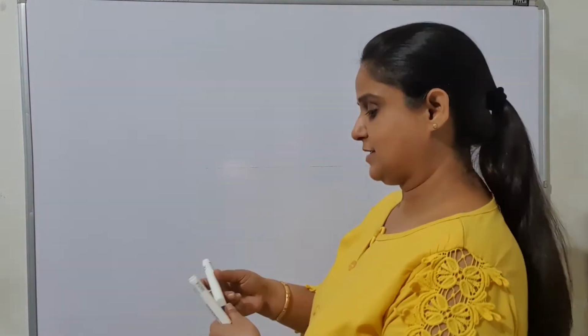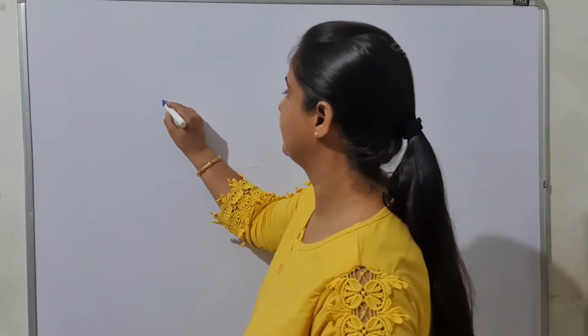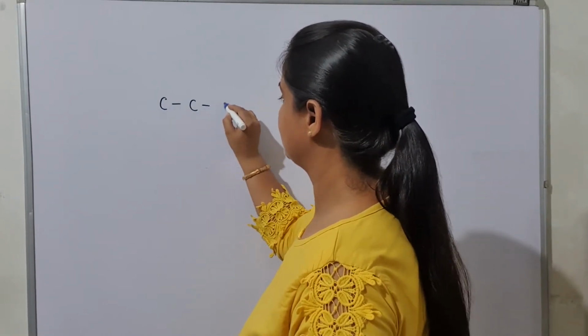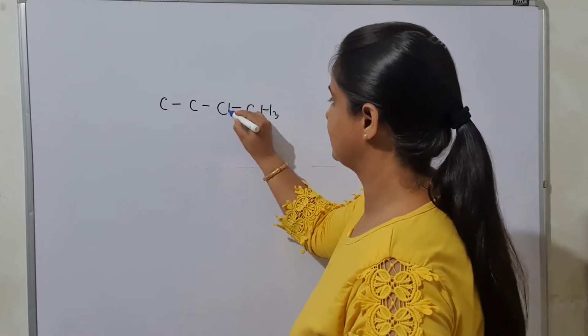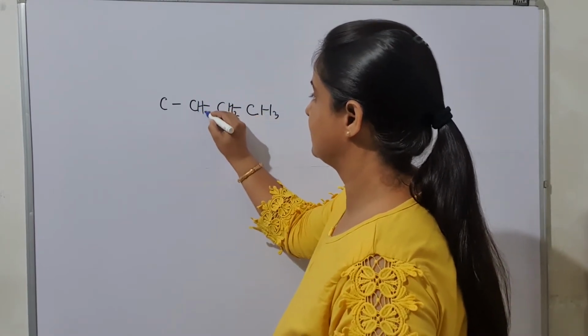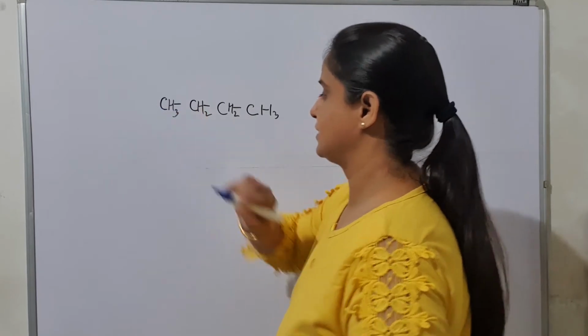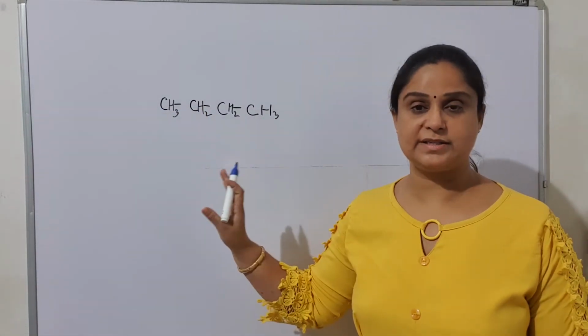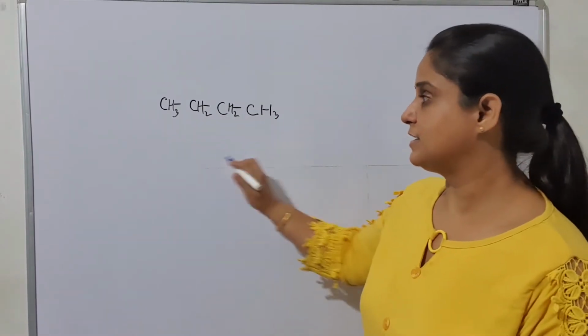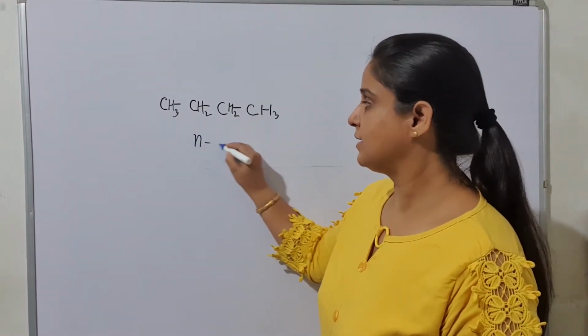Now let us talk about iso, neo and normal groups. So we have 1, 2, 3, 4 and this is CH3, CH2, CH2, CH3. So if we have a long chain with no branches, that alkane is known as n-alkane.